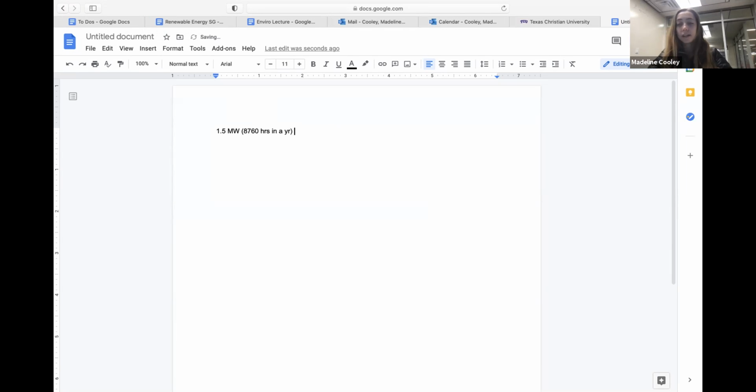Okay, and then equals. This is going to tell me how much the wind turbine produces. 8,760 times 1.5 is 13,140. And then the next step is to times it by the capacity factor. Yep, and that's the 25%, so 0.25. Correct. 3,285. There you go.